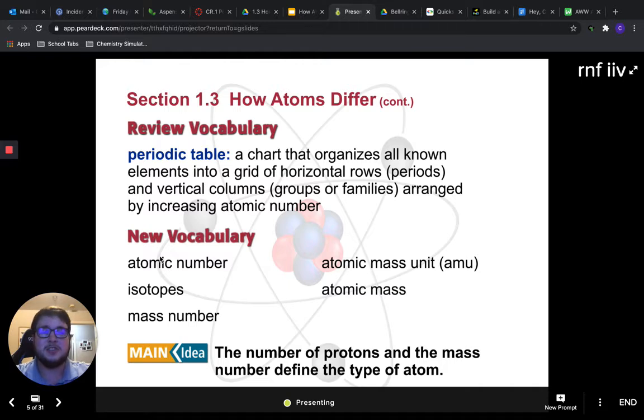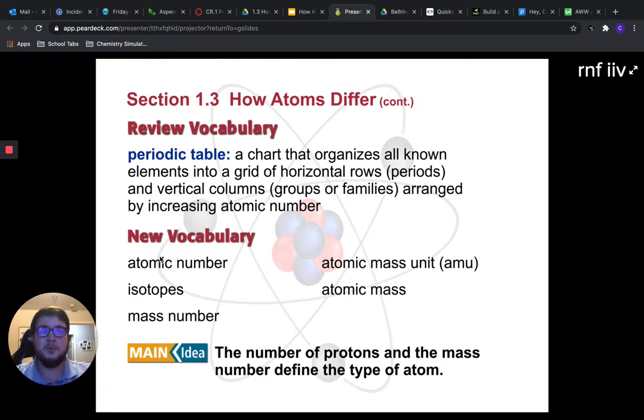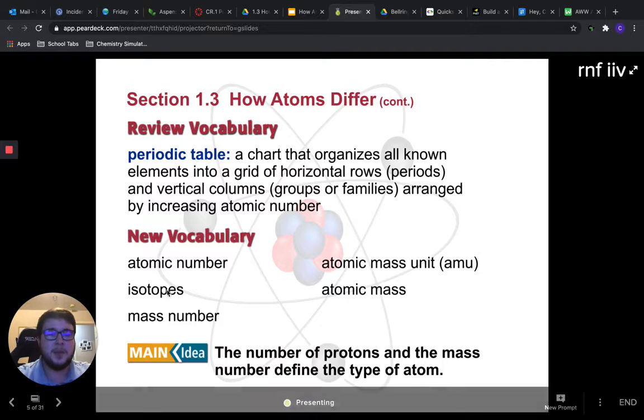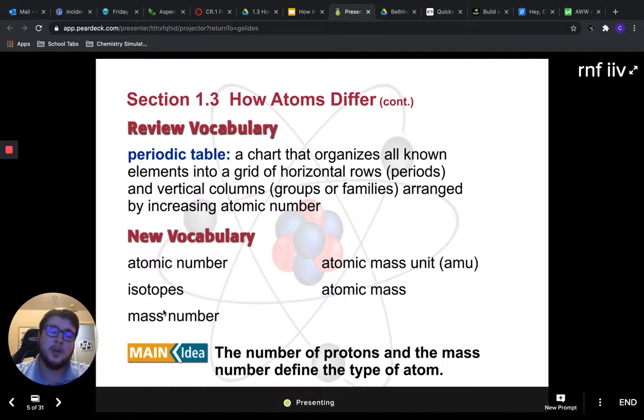So we just said it's arranged in order of atomic number, but what does the atomic number even tell us? We're going to learn what isotopes are, what mass number is, what an atomic mass unit is, and then what atomic mass is. These are our new vocab words for this lesson.